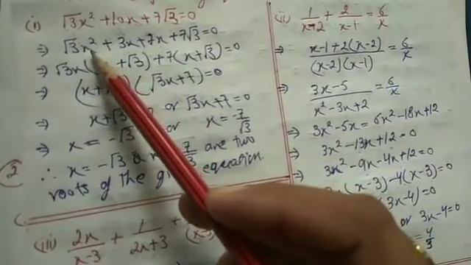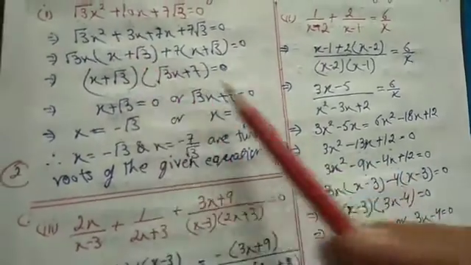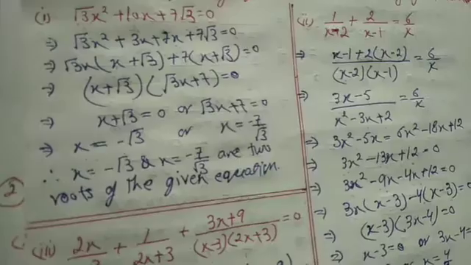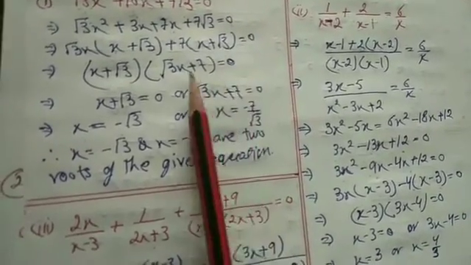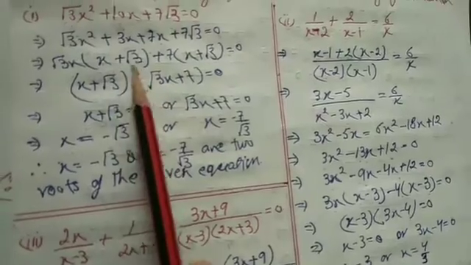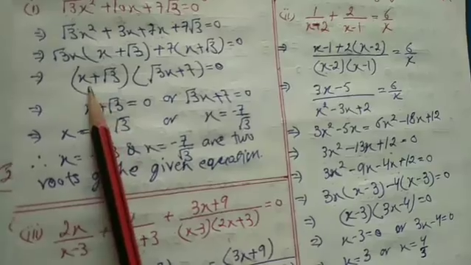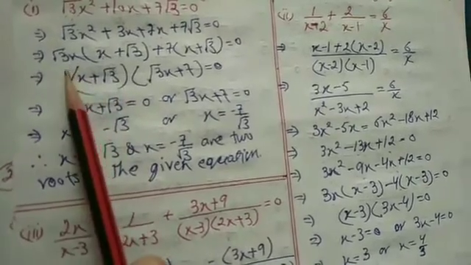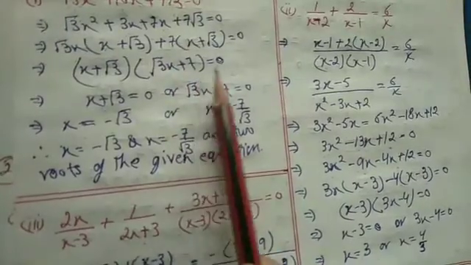Now taking common from the first and the second term, we have root 3x within bracket x plus root 3, plus 7 within bracket x plus root 3 is equal to 0. Now we can see in both the brackets we have the same term. So this term is common, and we have taken this term as common, that is x plus root 3. Here the remaining term is root 3x, so we have written root 3x, and here it is plus 7, is equal to 0.